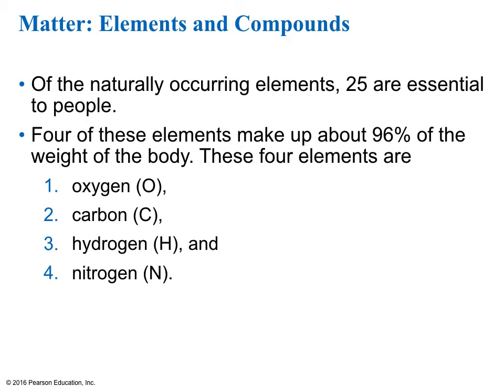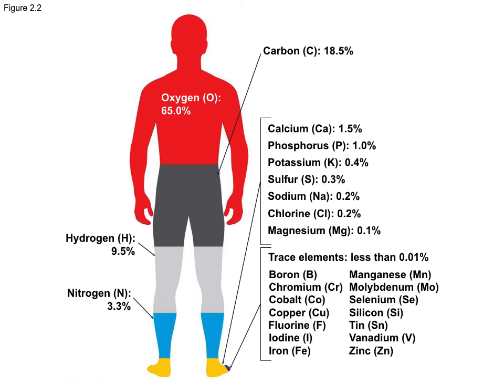So if we break that out into a diagram, you can see oxygen takes up more than half of the matter of a life form or a human, taking up 65%. You have carbon, which takes up 18.5%. You have hydrogen, which takes up 9.5%, and nitrogen, which takes up 3.3%. You also have a number of macronutrients, such as calcium, phosphorus, potassium, sulfur, sodium, chloride, and magnesium. And then you have trace elements, which make up less than 0.01%, but are required in order to sustain life.